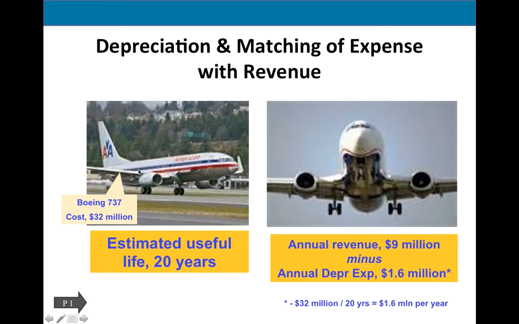So here's an example. I buy an airplane, Boeing 737. I have to pay $32 million. It would be unfair for me to expense this $32 million today, because expenses must be matched with revenues that those expenditures help generate. So if I'm using this airplane for 20 years, I have to take $32 million and divide it over 20 years. So I will be expensing $9 million every year. That will be my depreciation expense, not 32 million in 1 year and then nothing in the consequent years.